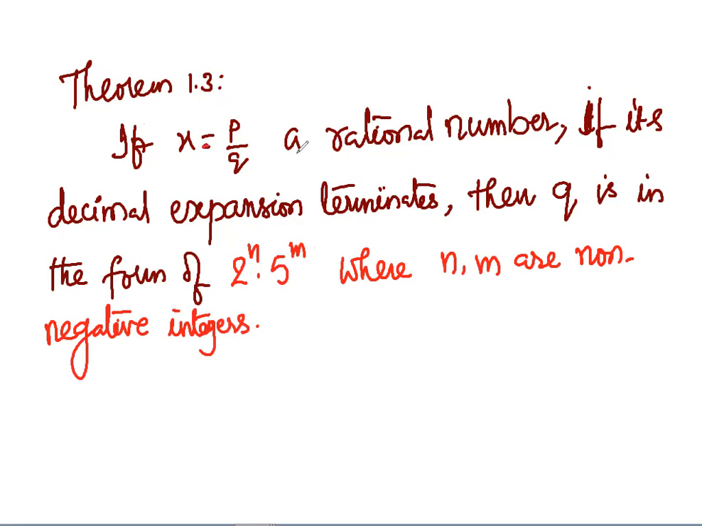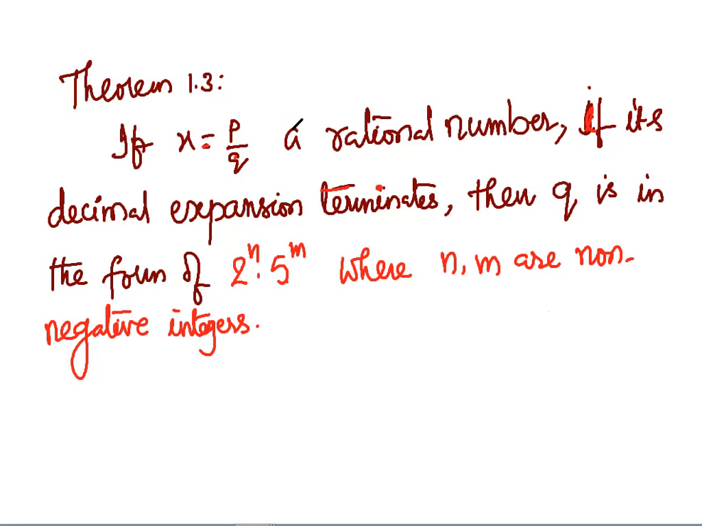If x is equal to p by q, take any rational number. If its decimal expansion terminates, it is a terminating decimal, then q, meaning the denominator, can be written in the form of 2 power n, 5 power m, where n comma m are non-negative integers. Here is an assignment for you.